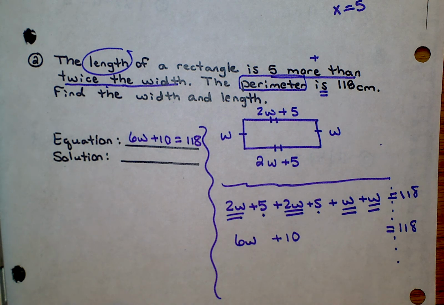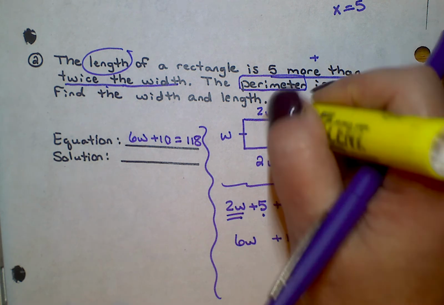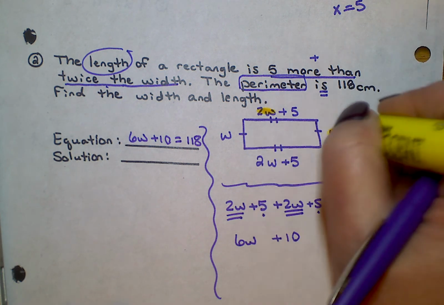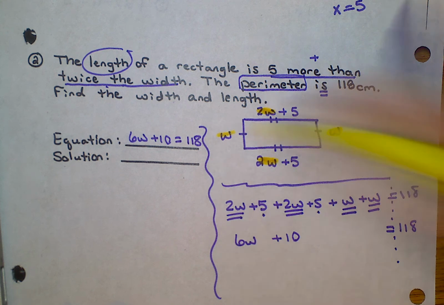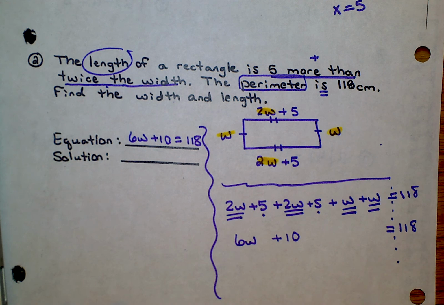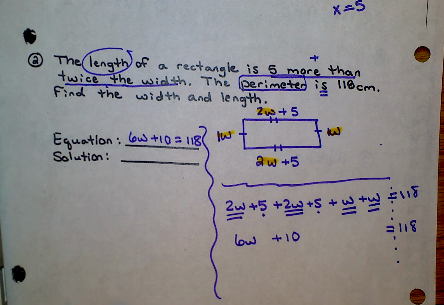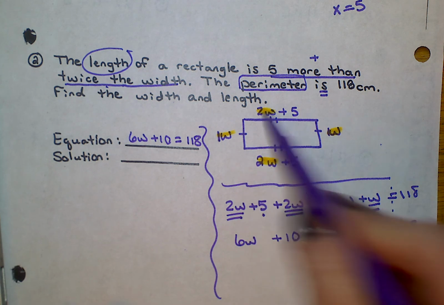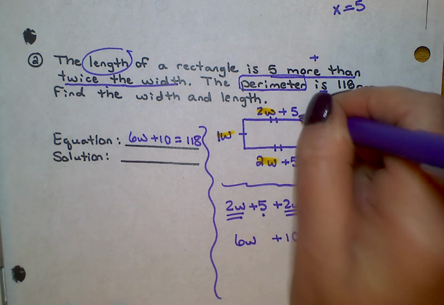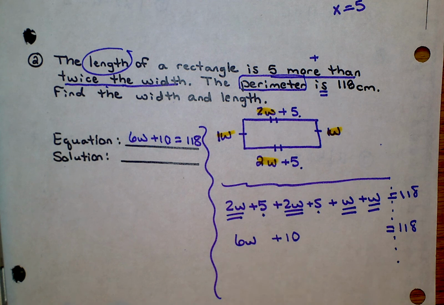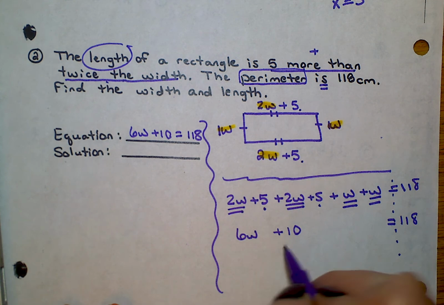Now, when you see how to do this, you could just add around the rectangle. It'd make life a little bit easier. So you could go around the rectangle and add up those W's. And you see I've highlighted that. There's a 1 in front of those when you don't see the coefficient. So that would give you 2, 3, 4, 5, 6. And then add your 5 and 5, which is 10. Okay, now you're ready to solve it.